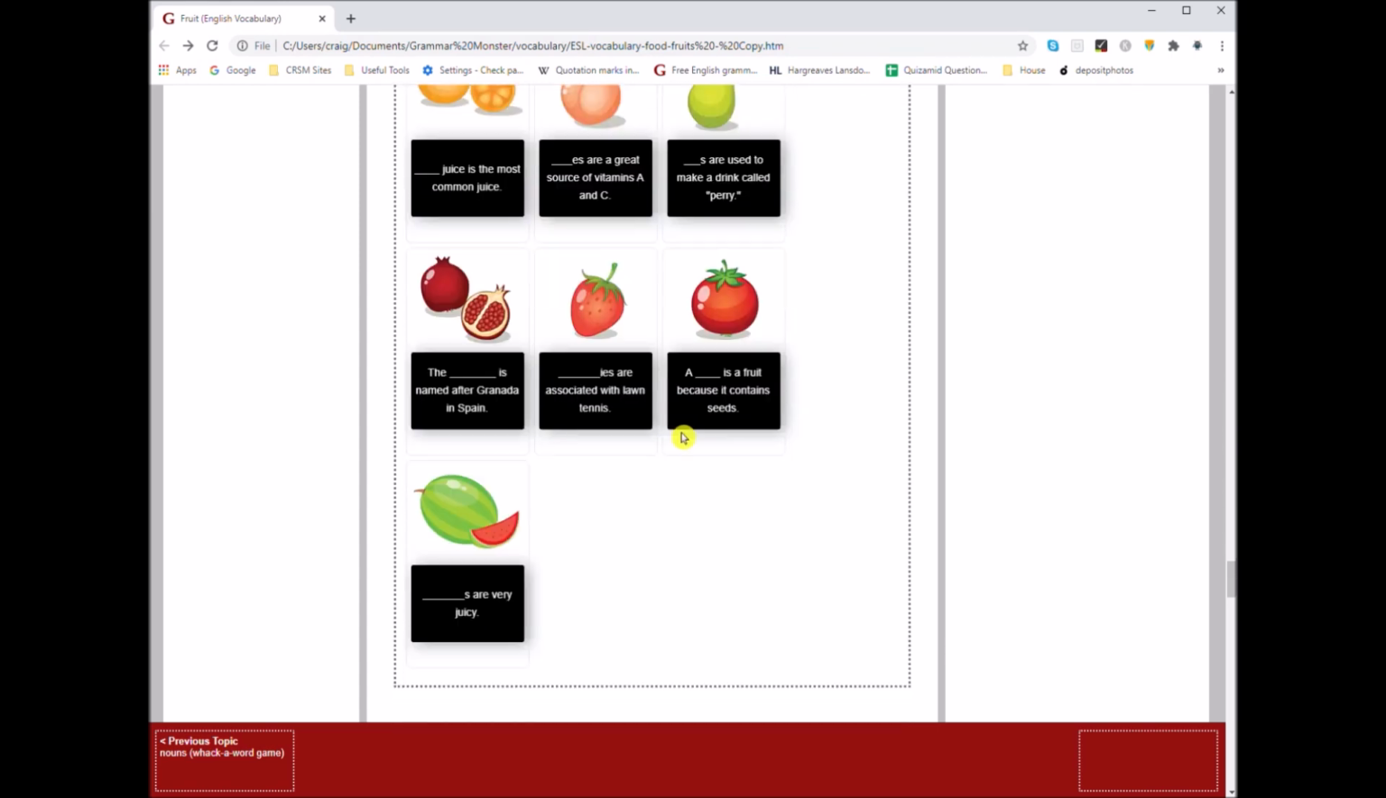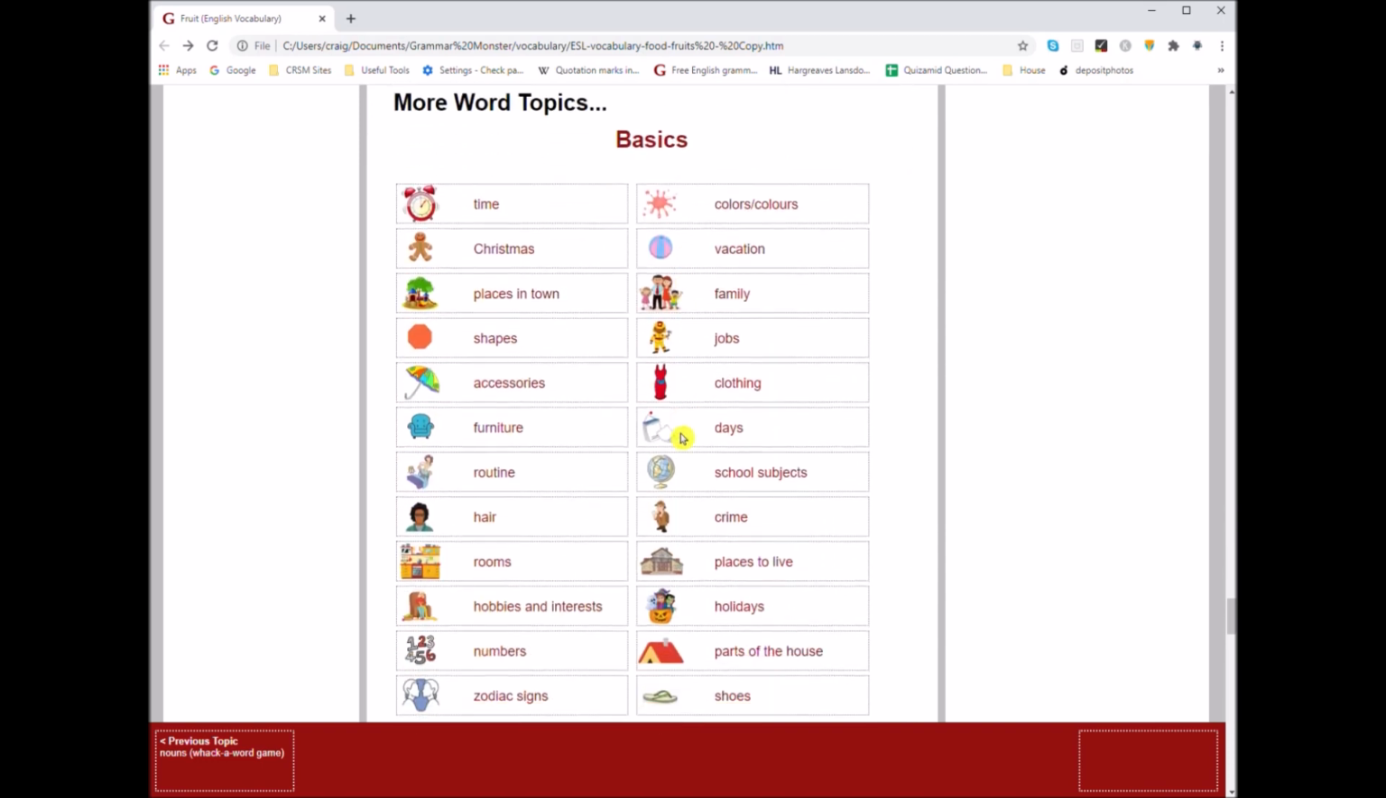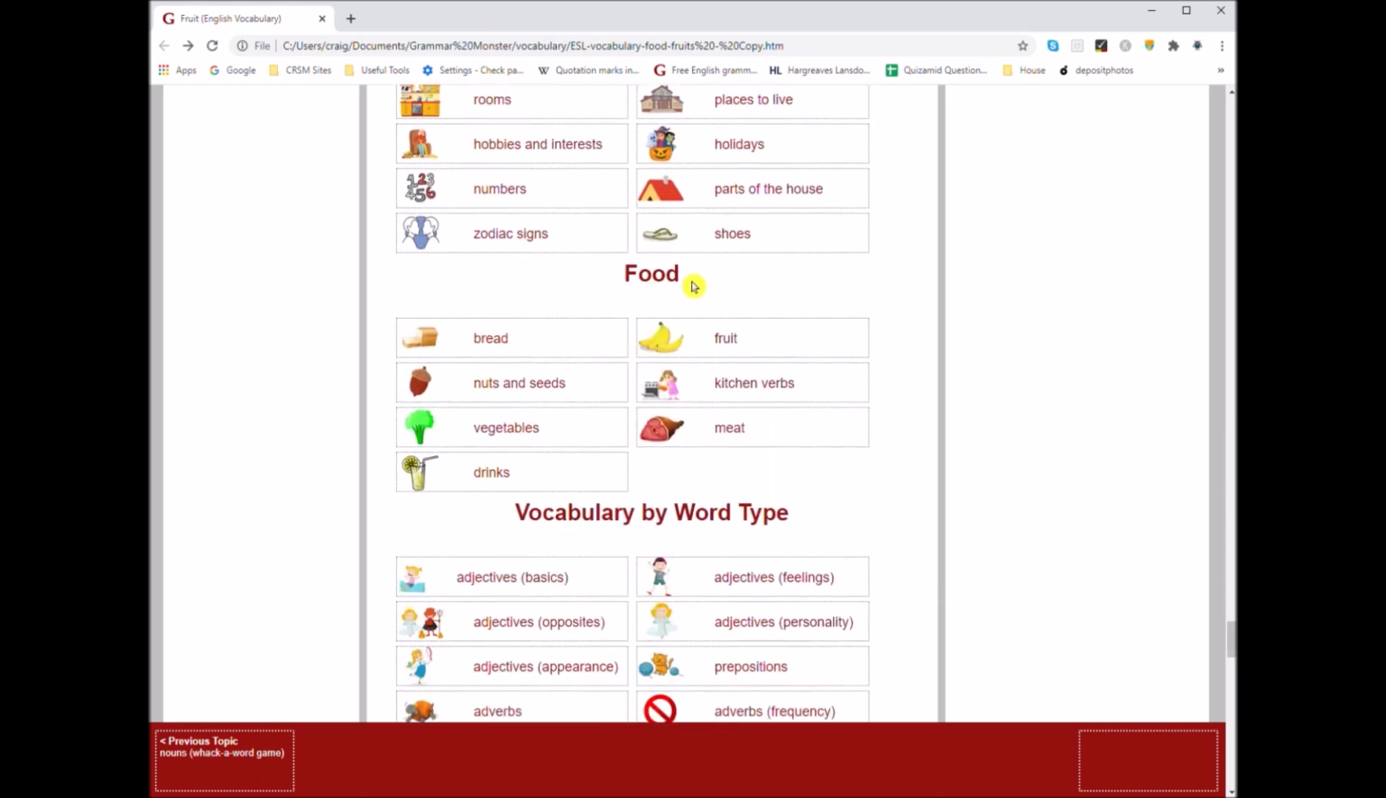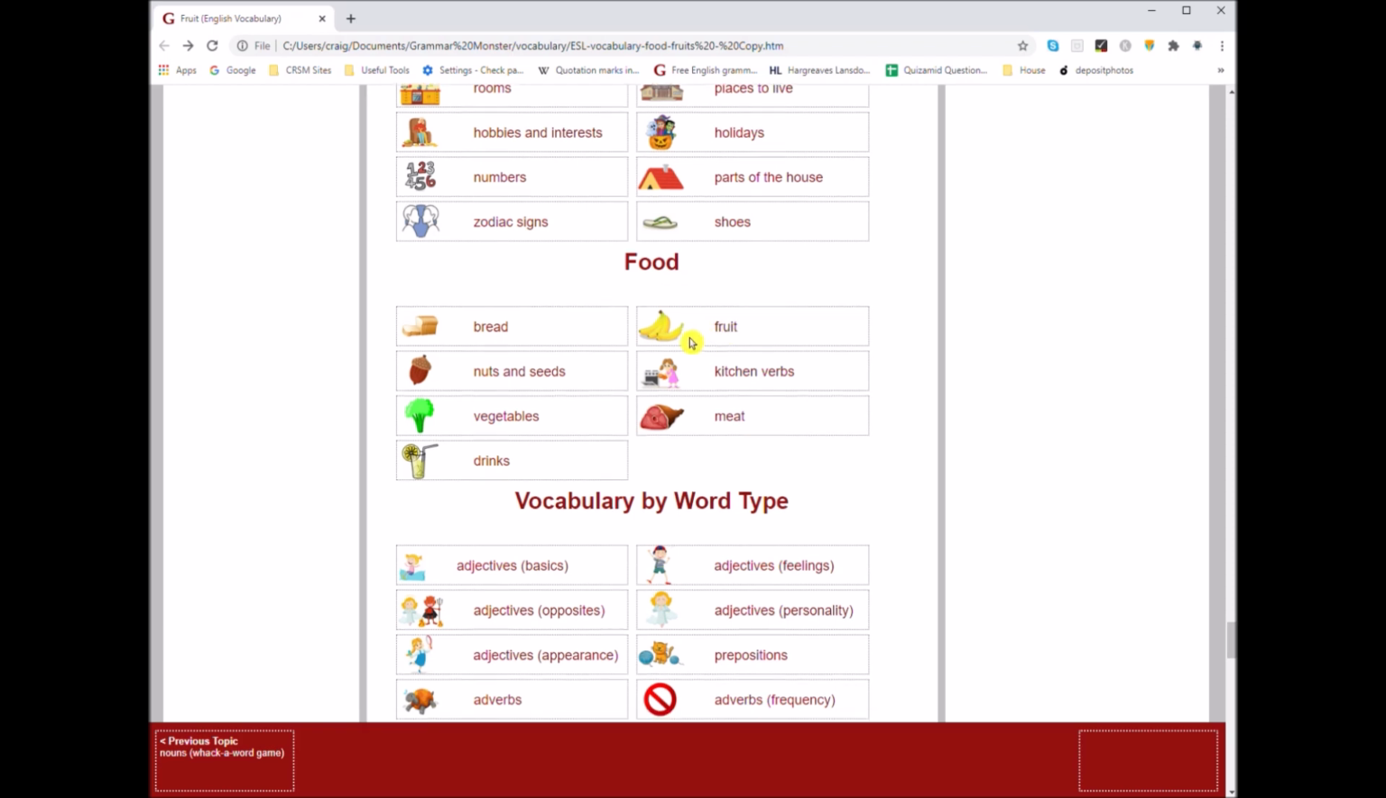Once you finish with fruit, we then have lots of other topics for you to tackle. Let's just look at some. Well, we have time, we have colours, we have the different things on vacation, family, places, shapes, jobs, clothing, accessories, dozens and dozens, all the different types of food, including the fruit that we've just done.